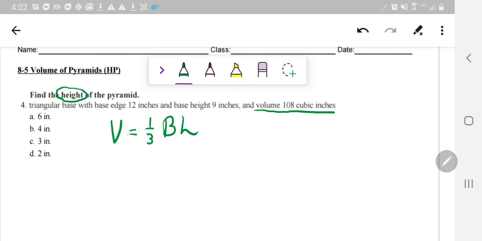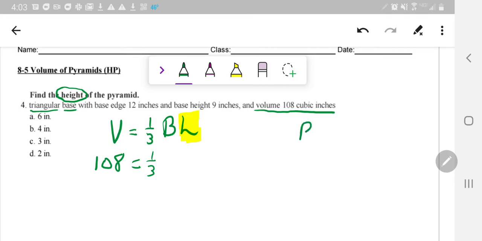This H here is the one that's going to actually stay. We're going to substitute in for the other variables, and then solve the equation for that h. So let's try this. They give us the volume of 108, so the V is going to be replaced with 108. Now we still have the 1/3, and how are we going to replace the B? Well, it gives us some important information. It says the triangular base has an edge of 12 inches and a base height of 9 inches.